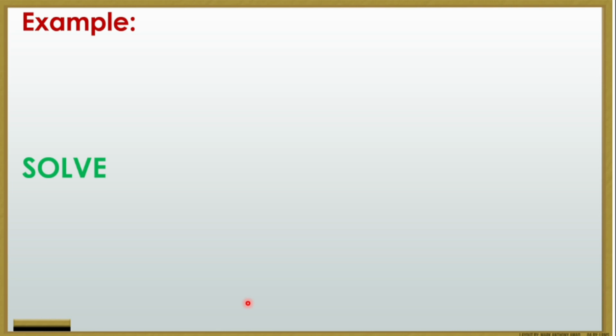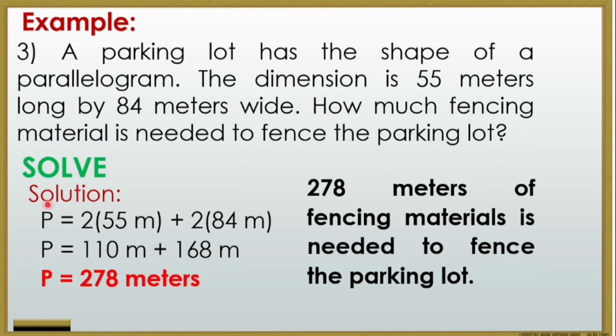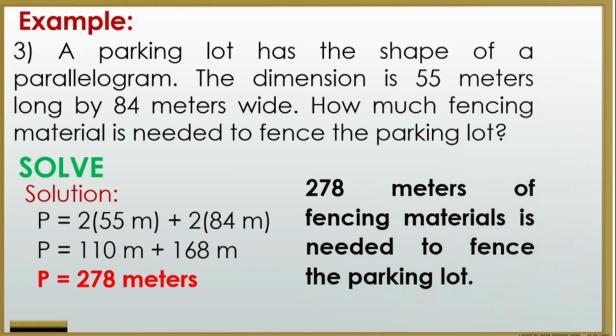Okay, next, we're going to solve. So, solution, P is equal to 55 multiplied by 2 plus 84 multiplied by 2. So, 55 multiplied by 2, the answer is 110 meters. And 84 multiplied by 2, the answer is 168 meters. Then added together, we have 278 meters. So, therefore, 278 meters of fencing materials is needed to fence the parking lot.